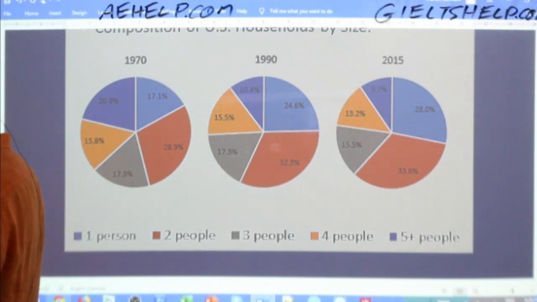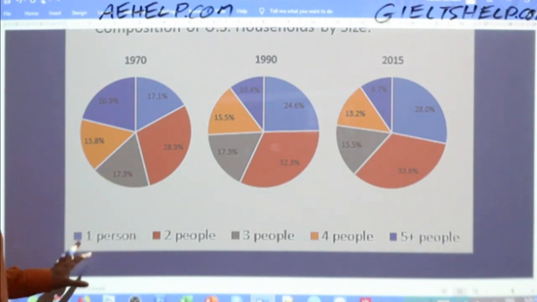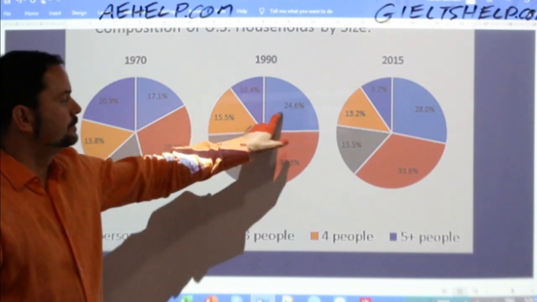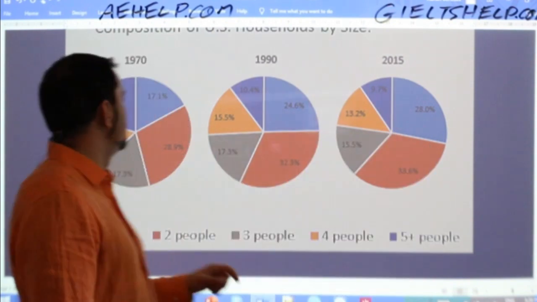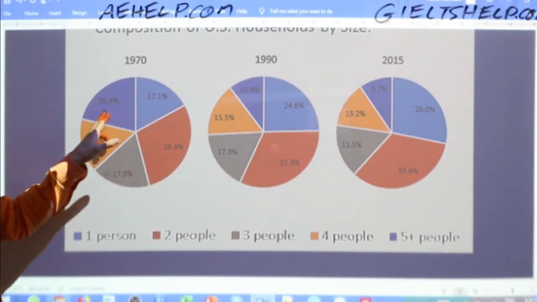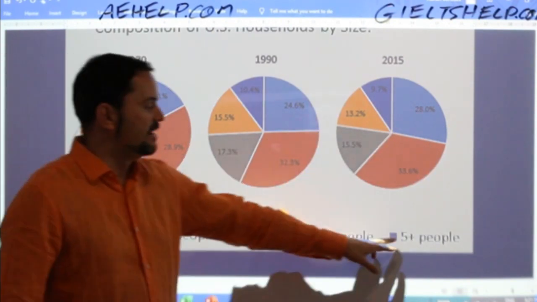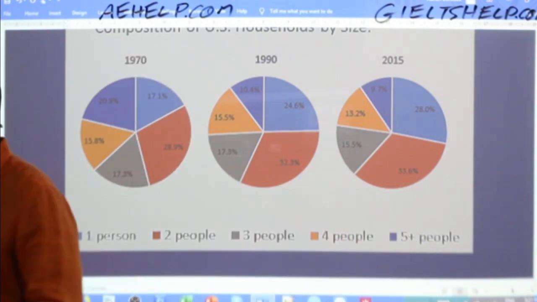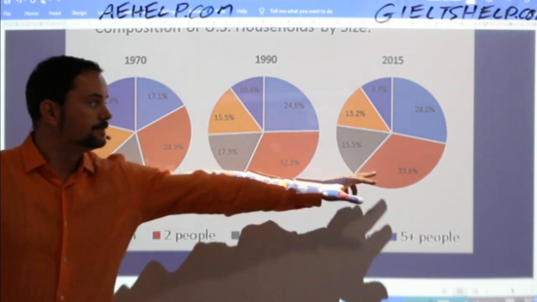So it's 2 person household. Single person is blue, okay? That's blue, all right? That's this one here. This is purple. I know the color's a little bit similar. Purple is the 5 person, okay? 5 people or 5 plus people. So the big red slice is 2 people, okay?